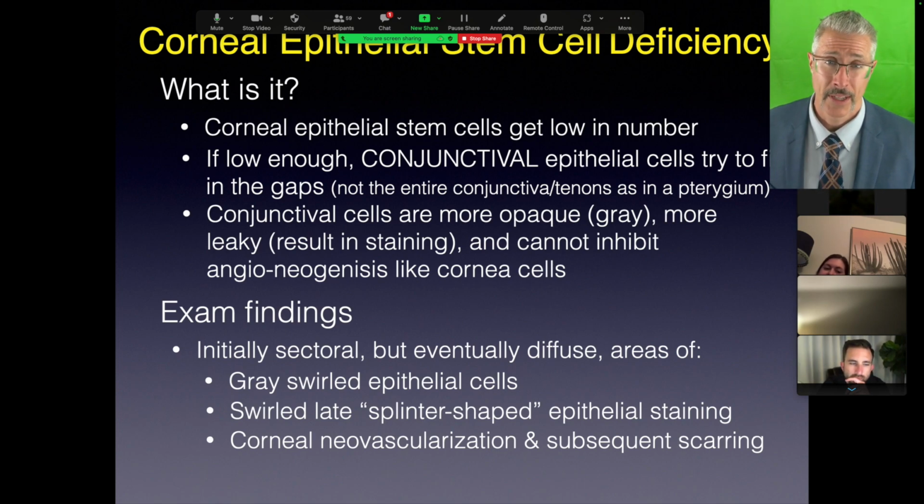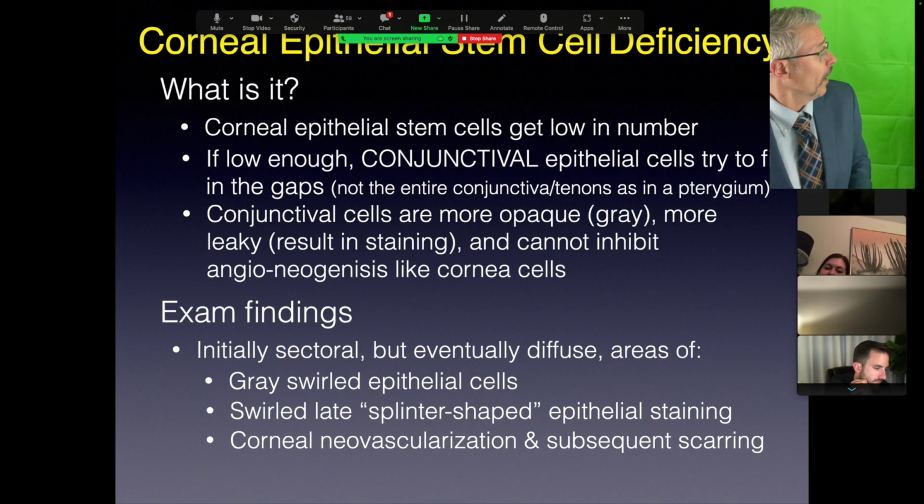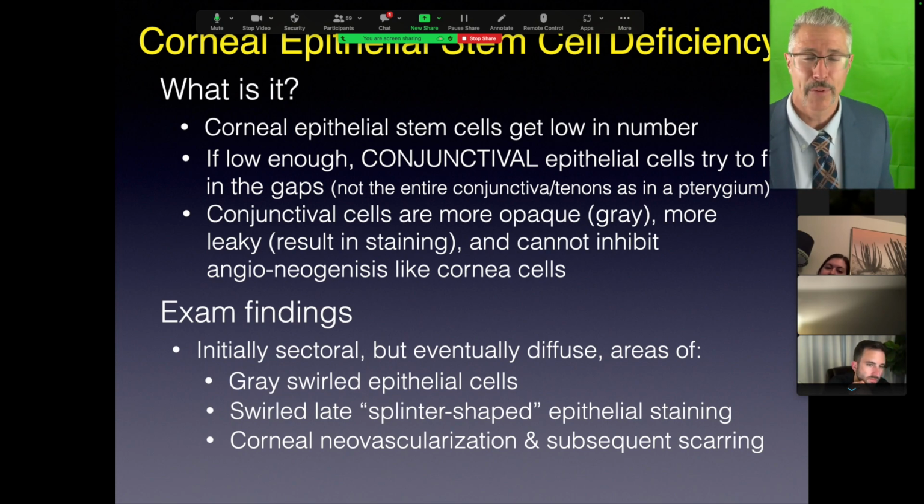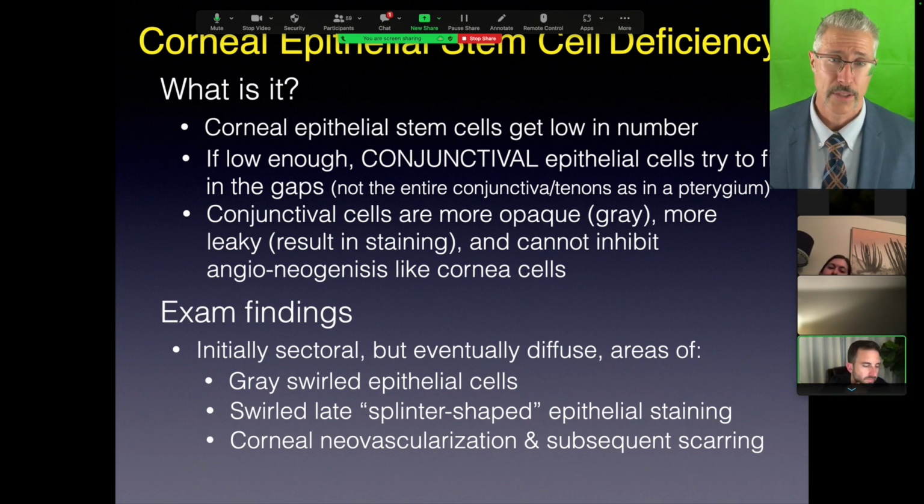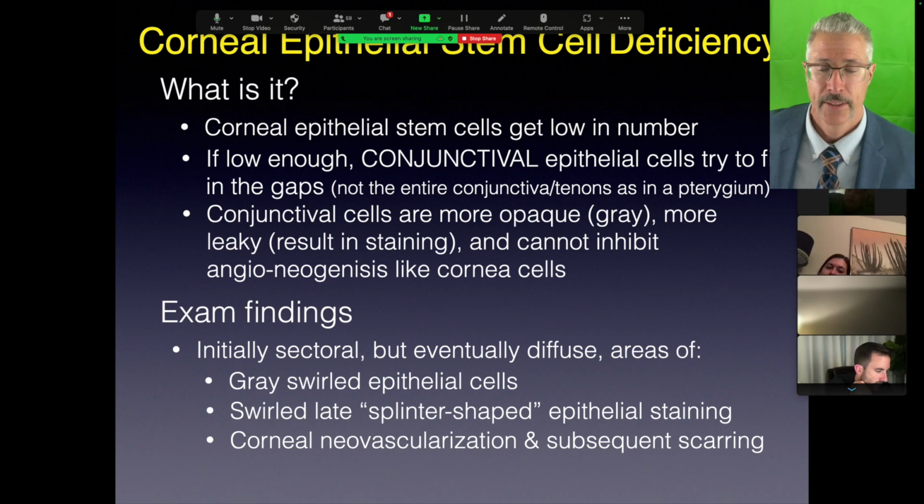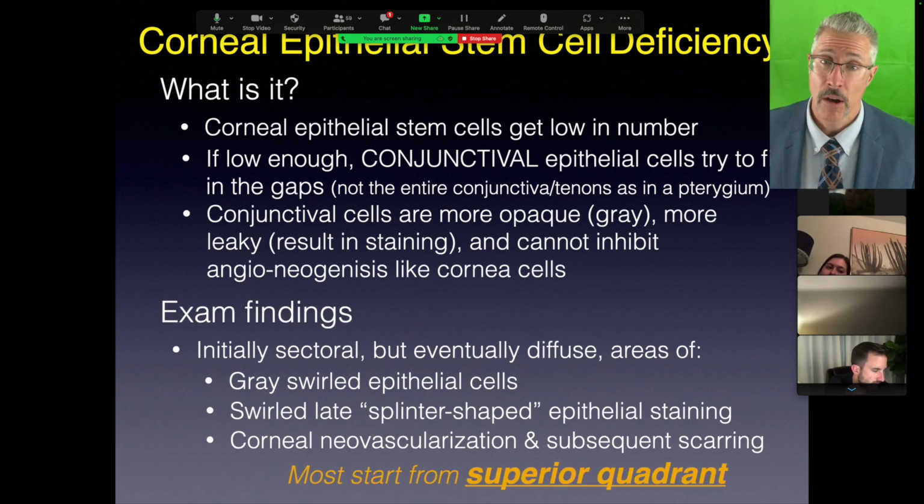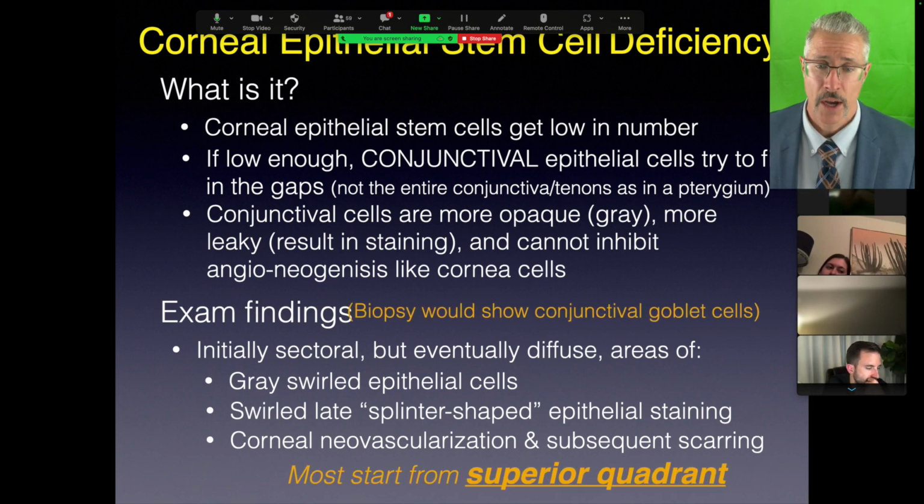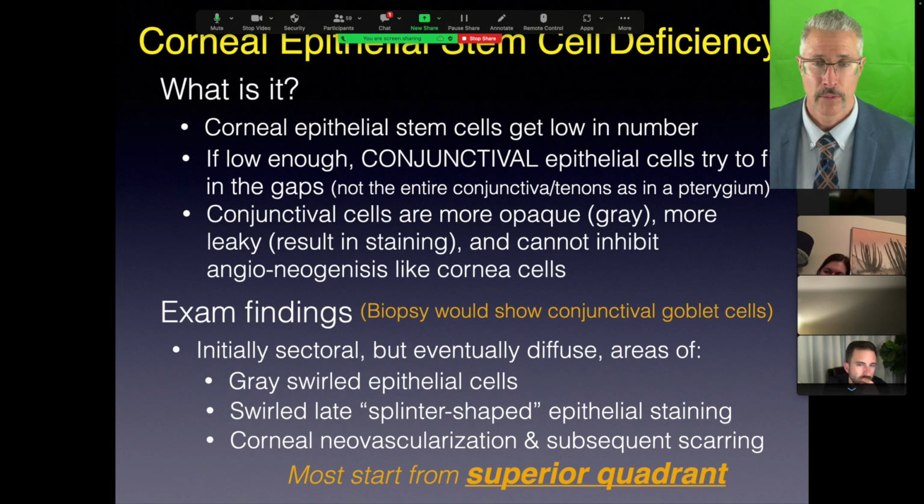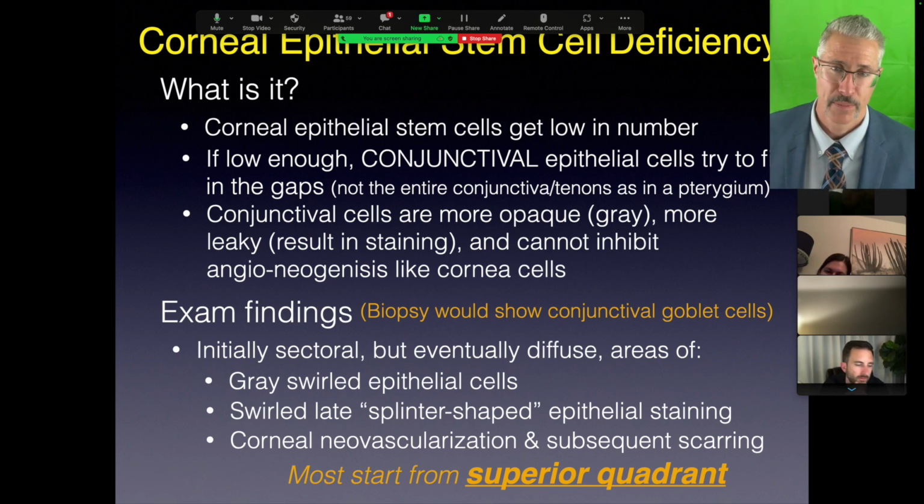And as we know, in diabetic retinopathy, leaky blood vessels can give you hard exudates and stuff that makes things abnormal and turn a cornea cloudy. So almost always start from the superior quadrant, and a biopsy would show conjunctival goblet cells, but I've never really done that.